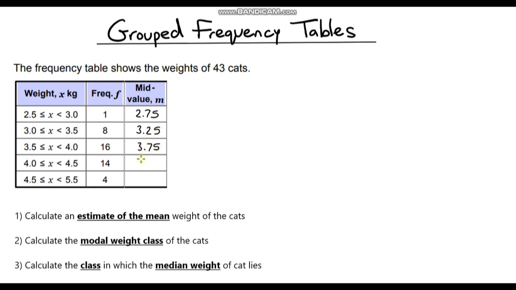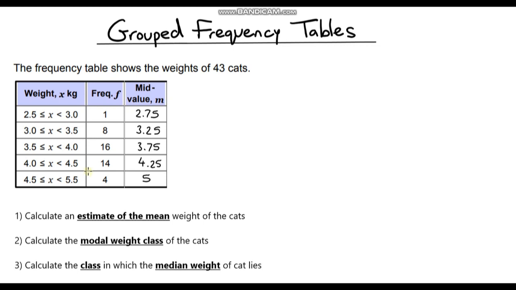3.75, 4.25, and finally, we need to be really careful with this last one because you might be tempted to say 4.75, but the interval's slightly different. This one goes from 4.5 to 5.5, so the midpoint of this category is 5 kilograms. So just make sure you're looking at the intervals and picking the midpoint.